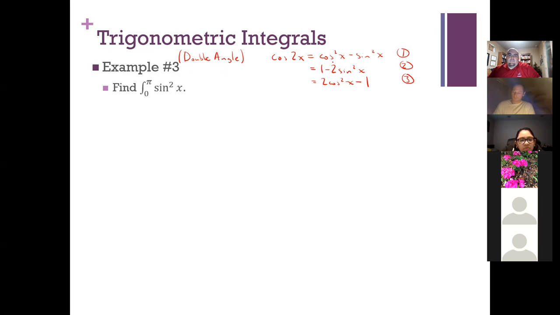Maybe two. Yeah, it looks like two because all I have to work with right now is sine squared of x. So certainly that throws out three. I have no sine squared of x there to work with. One has sine squared of x in it, but it also has cosine squared of x, which is something else that I can't integrate directly.